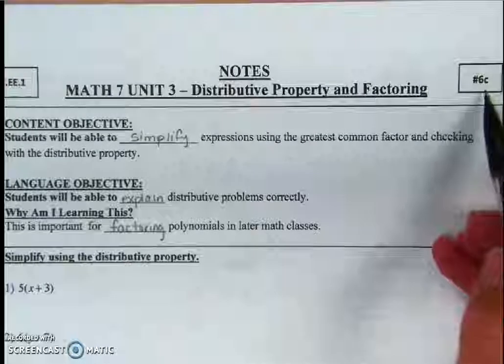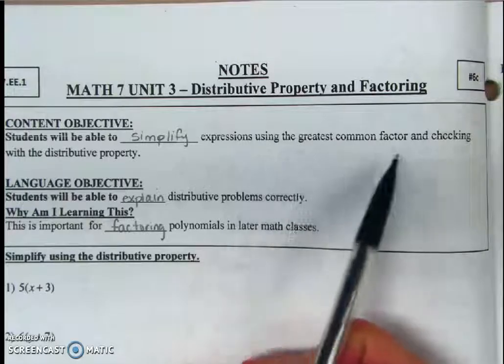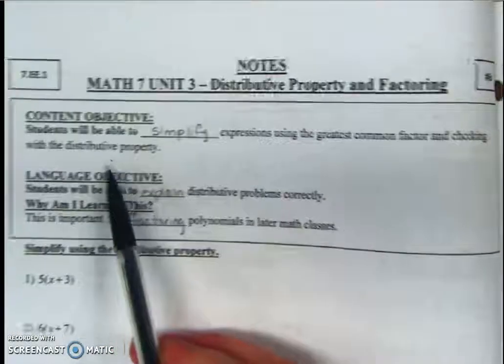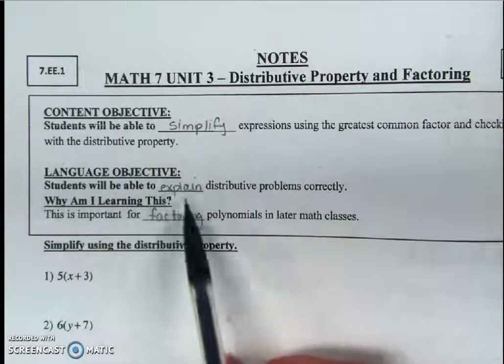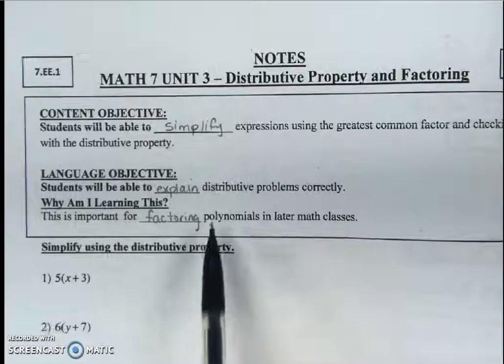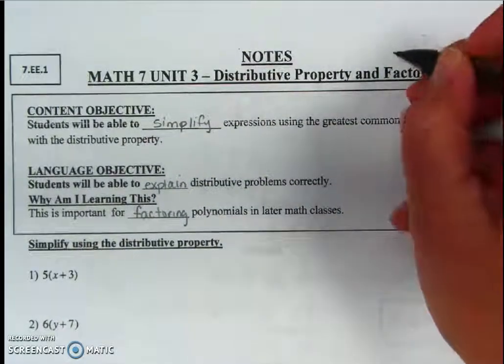Here we are at lesson 6C. So today students will be able to simplify expressions using the greatest common factor and checking with the distributive property. Students will also be able to explain distributive problems correctly, and this is important for factoring polynomials in later math classes. So today we're using distributive property and factoring.